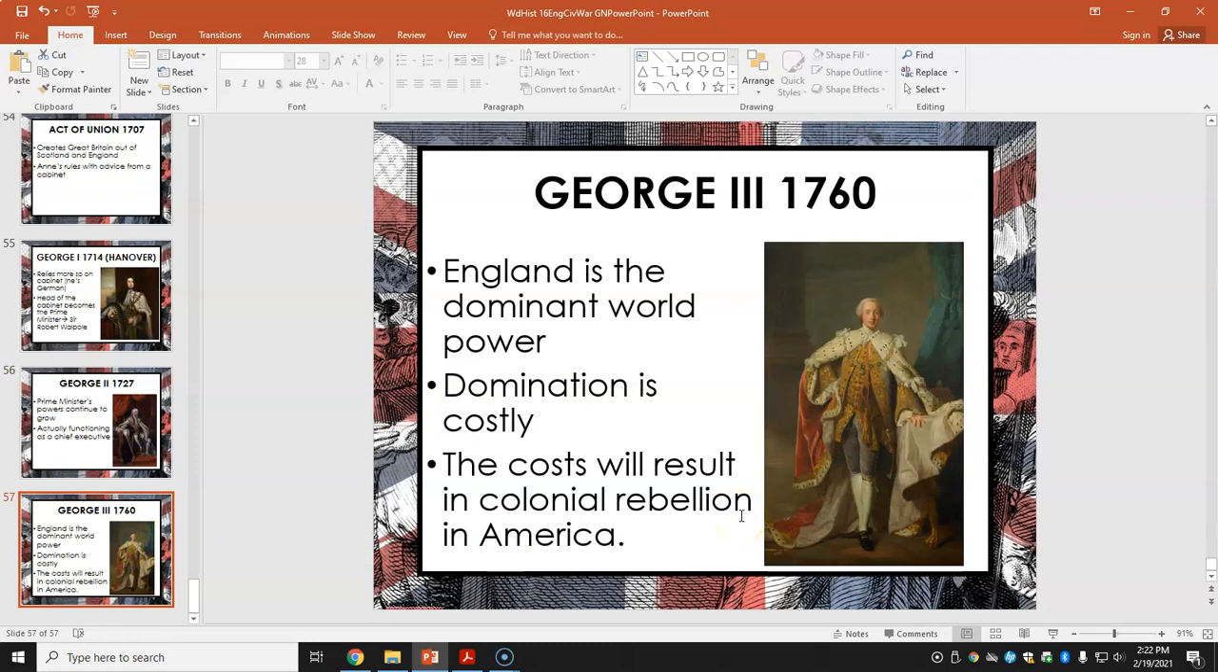Now at this point, we have colonization happening. We have the American colonies that are already existing. England owns all of those. So England at this point is the dominant world power. However, domination is costly. The cost results in a colonial rebellion in America because he did not give the people in the colonies any representation in Parliament. And that was the big issue, no taxation without representation. So even though he could not tax the people of England and Great Britain without consent from Parliament, he was going crazy as far as taxes on the colonists. And so this ultimately leads to a rebellion in America, and we'll get on to that next.